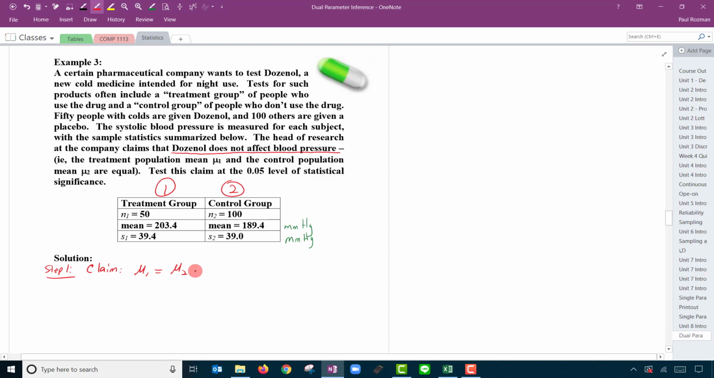That's a more convenient way to write it, but really, when we go to our formulas, we'll have to insert mu1 minus mu2, which equals 0. Just rearranging the algebra there. Step 2, set up your null and alternative hypotheses. This is the null hypothesis because it has an equal sign. And the alternative then is just the opposite, that the means are different.